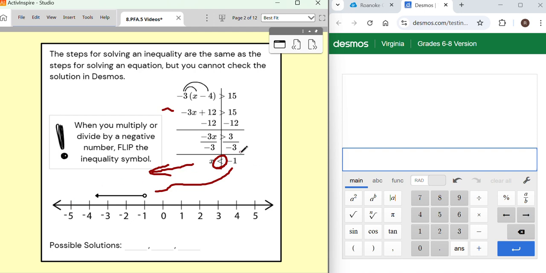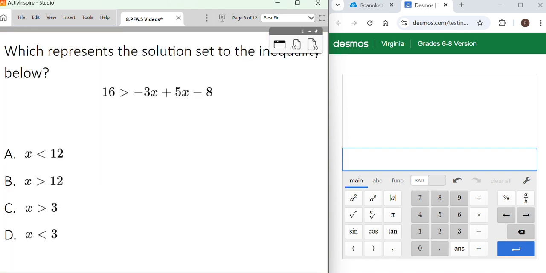Now, this here, x less than negative 1, is called a solution set, but possible solutions are what makes it work on a number line. So if you'll look here, a negative 2 will definitely make it work because it's on that number line. Negative 1 will not because it's an open circle. How about negative 3? Negative 3 is also on that number line. And because of the arrow, it goes on forever, so we'll also choose negative 5 as a possible solution.